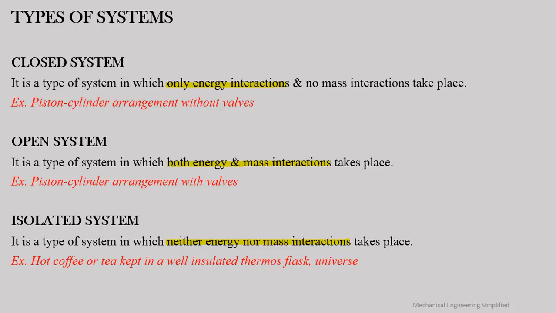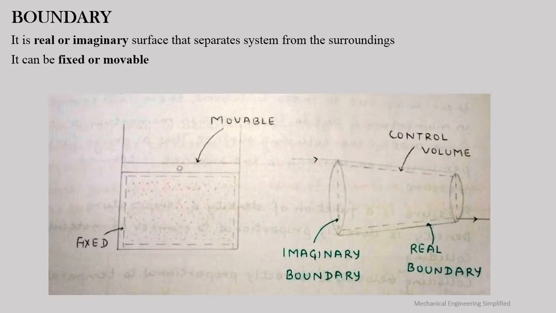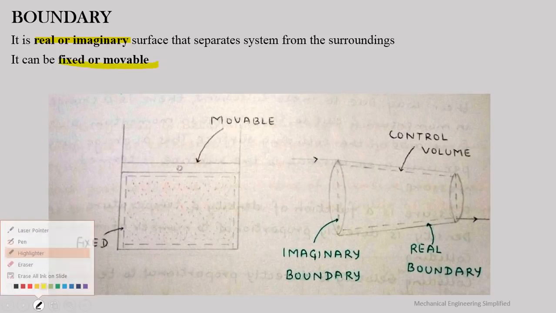However, there is one more example, that is the universe. The whole universe is an isolated system. How it is, we will see in the further lectures. Okay, then we have boundary. We have the system and the surrounding, and the part or the surface which separates them is known as boundary. It can be real or imaginary, and it can also be fixed or movable. How is it? Let us see.